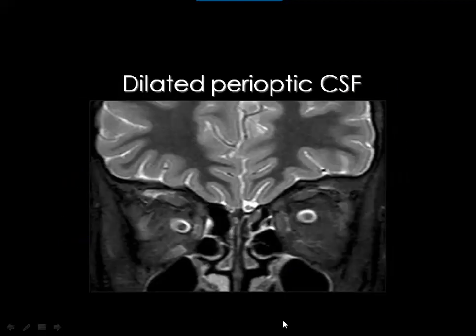Then one of the incidental findings, which may be considered a normal variant, is the dilatation of the meningeal sheath around the optic nerve, what we call ectatic optic nerve sheath, and this is one of the good examples. In the coronal image you can see the optic nerve surrounded by a lot of fluid. There is usually a minimal amount of fluid around the optic nerve.